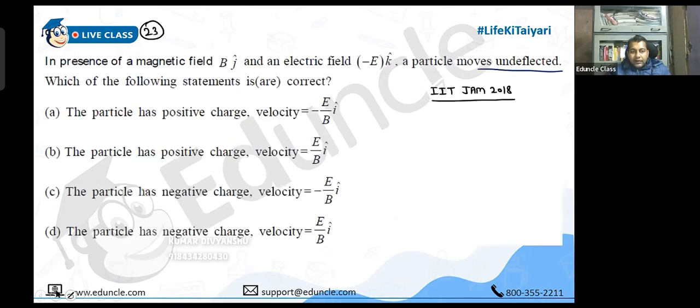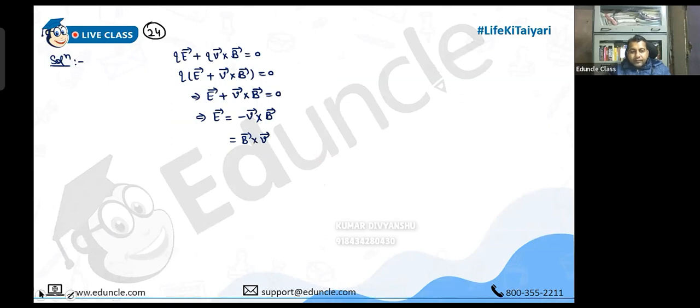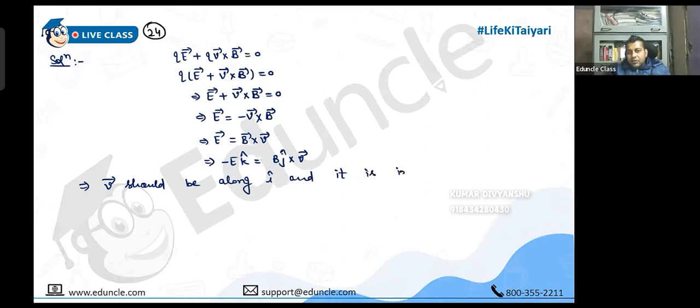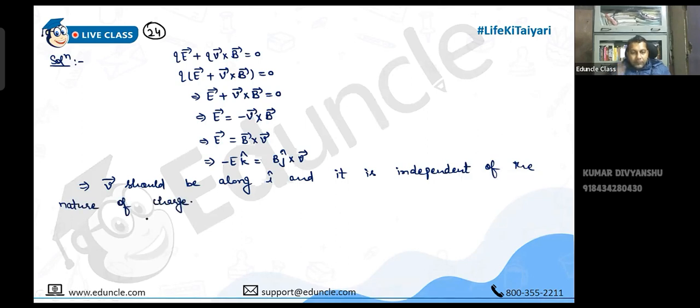Electric field is along minus Z direction. Magnetic field is along, let me put the values. So J cross I will give me minus K, so velocity is along positive X direction, isn't it? And it is independent of nature of charge, it doesn't depend upon Q. Independent of the nature of charge.